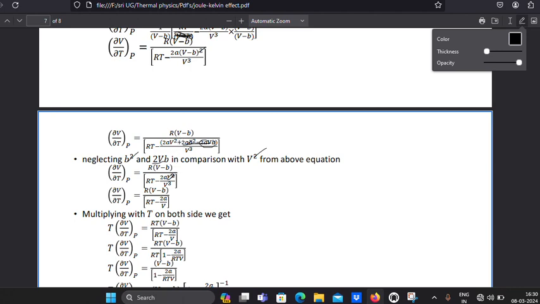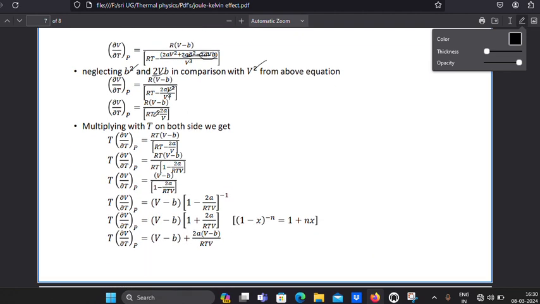Now it is like this. One v square cancels, one more v is present here. So then r into (v minus b) by rt minus 2a by v. Now take common outside, multiplying with t on both sides. So both sides t is multiplied. Now take rt outside in the denominator, and rt cancels. And this is brought upside. Already v minus b is there, bring it upside, it becomes like this.